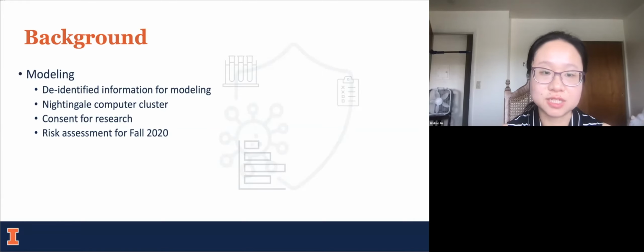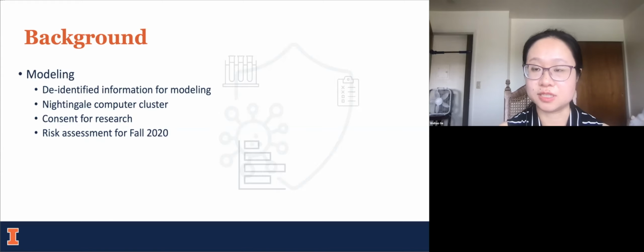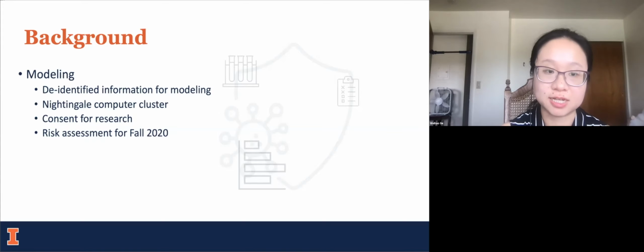We also use the data to do the risk assessment for the fall 2020 semester. Since the risk assessment is not for research publication purposes but for administrative purposes, we use the full data set instead of the data set that's only consented for research. So the results I show here, except for a publicly available figure, are all based on the consent-for-research data subset, so it will be less representative than the full data set.